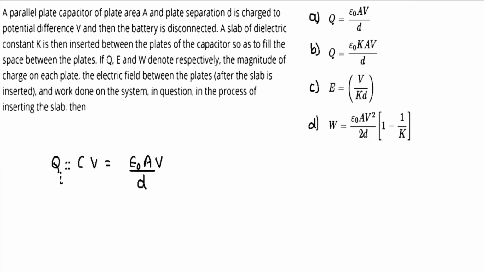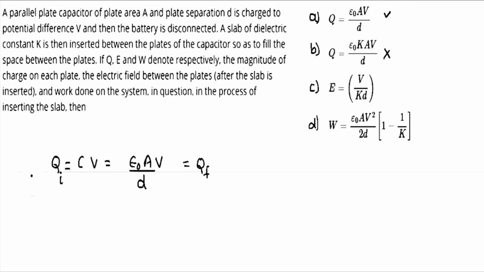So this is the charge in the initial situation. Now when we have disconnected the battery, would the charge change? Charge won't change. Why? Because charge remains conserved. There is nothing to bring or to take the charge. So initial and final charge would remain the same, epsilon A V divided by D. That means option A would be correct and option B is wrong.